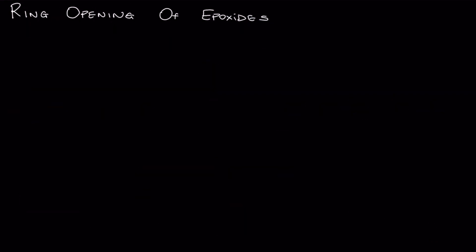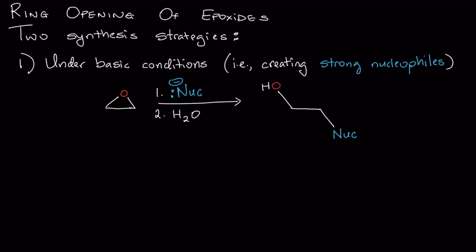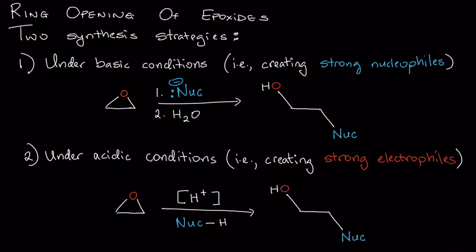Okay, so now we're going to focus the rest of this video on the ring opening of epoxides. And there are two synthesis strategies in which we open up our epoxides. One is under basic conditions, which actually means that we try to create really strong nucleophiles in our solution to open up the epoxide. And alternatively, you can indeed treat this epoxide under acidic conditions. And in this case, we actually create really strong electrophiles. And so here we take our epoxide, we still treat it with a nucleophile, but now under acidic conditions, and you would also here end up successfully opening up the epoxide ring. So we're going to focus on these two for the rest of the video. We'll start with the basic conditions.